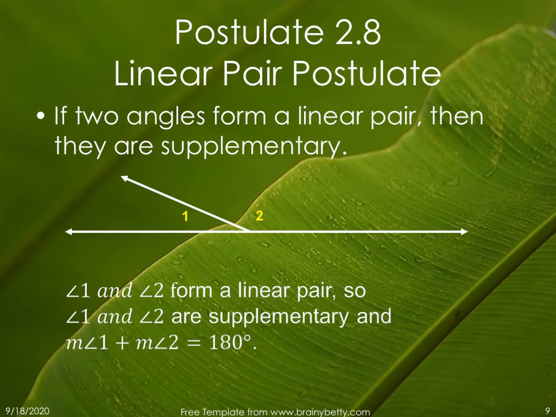So the next slide has a postulate that you'll memorize, and it's called the linear pair postulate. So this states that if two angles form a linear pair, then they are supplementary. So again, you don't need to memorize the number, just memorize the name or what it says. So here, it states that 1 and 2 form a linear pair, so then 1 and 2 are supplementary, and then you could also state that angle 1 plus angle 2 equal 180 degrees.